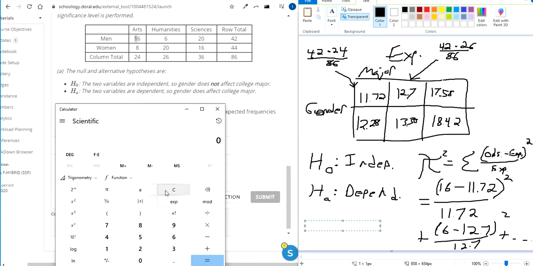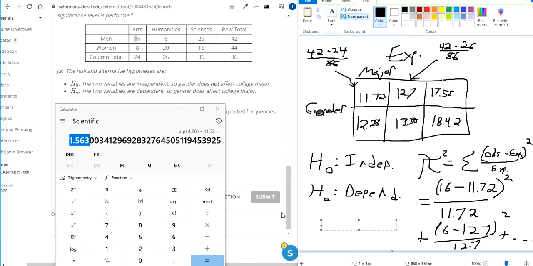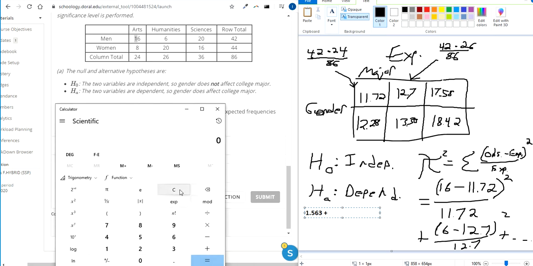So my observed was 16 for men in the arts. My expected was 11.72. Square that difference, then divide it by the expected. So my first value is 1.563. And then the next one, for men in the humanities, I got observed of 6, expected 12.7. Square the difference, divide by 12.7. So 3.535, when I round.